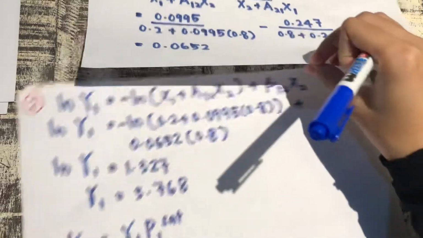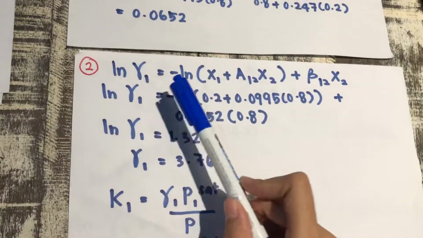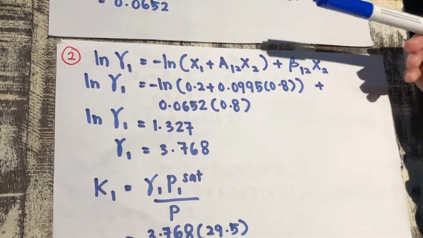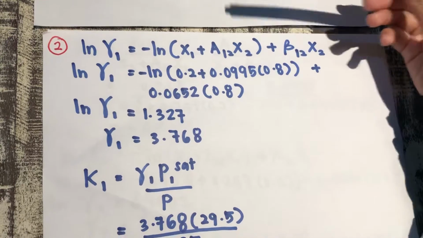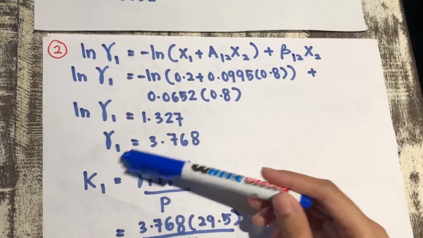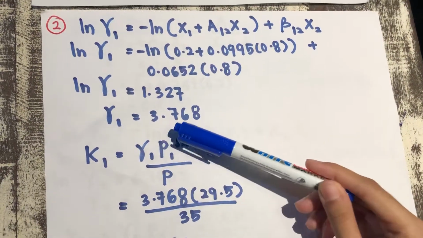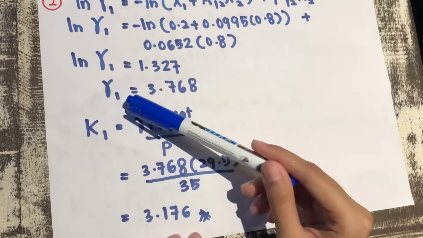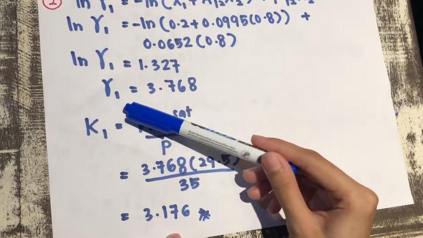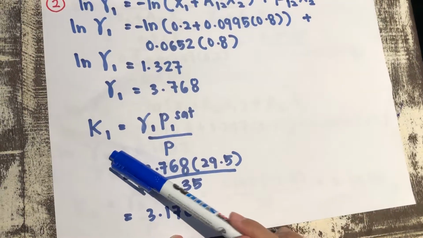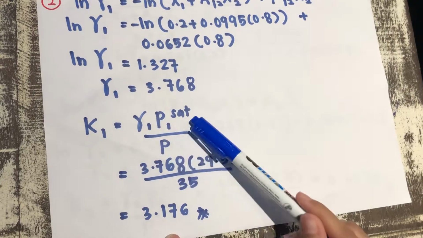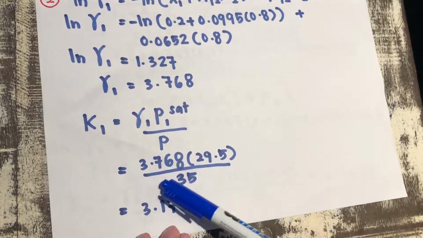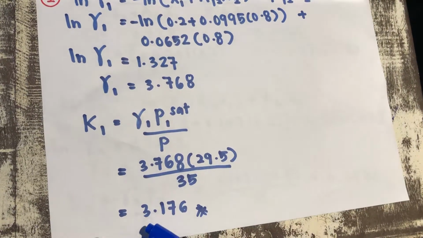Next, we calculate the activity coefficient 1 by using this formula and substitute the value of beta 12 that we got from before, and we get gamma 1 equals 3.768. So when we get the value of activity coefficient 1, we can substitute into the formula for K1. K1 is equal to gamma 1 P1 sat over P. So these two are given and these are calculated. So we get the answer for K1 is 3.176.